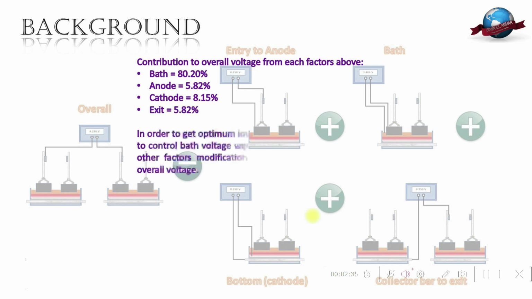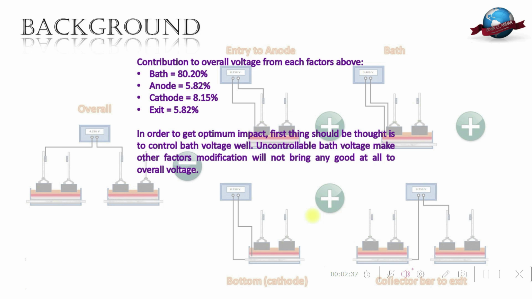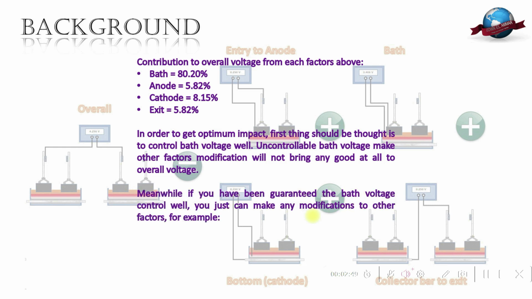In order to get optimum impact, the first thing to consider is to control bath voltage well. If bath voltage is uncontrollable, modifying other factors will not bring any benefit to overall voltage. Meanwhile, if bath voltage control is guaranteed, you can make modifications to other factors, for example modifying the stub to carbon connection, STC, in order to reduce voltage by up to 25 millivolts.